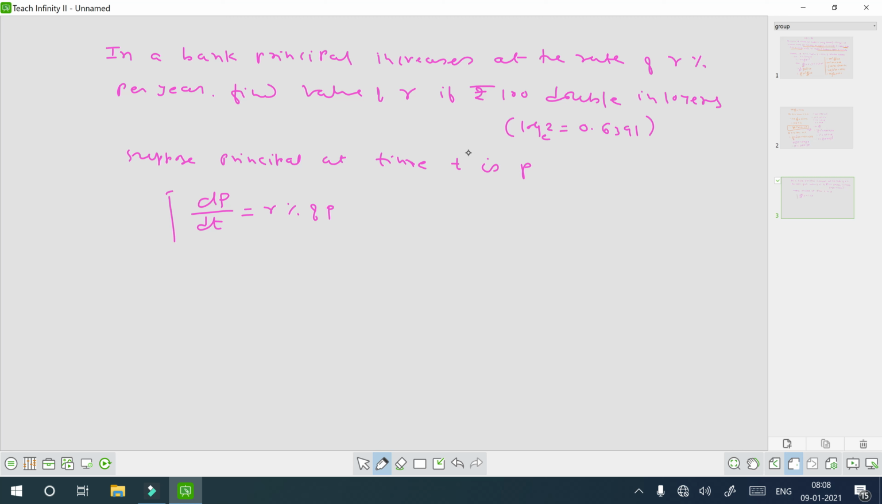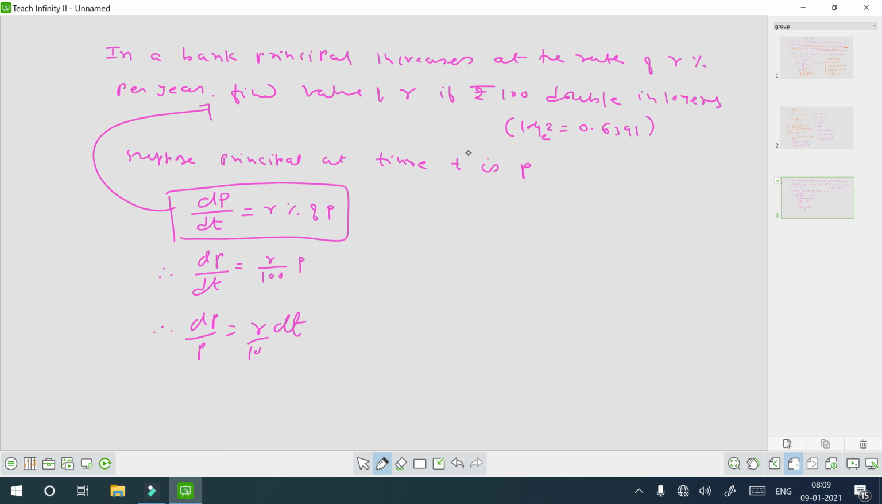So this is a very important thing. From the question we have to identify it. Now we know that r% means r/100 into P, so dP/dt equals that. Now here we get the differential form. So dP/P is equal to r dt/100. Yes or no?